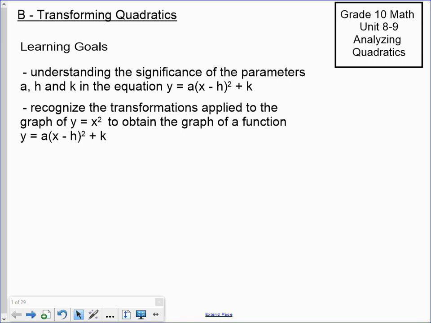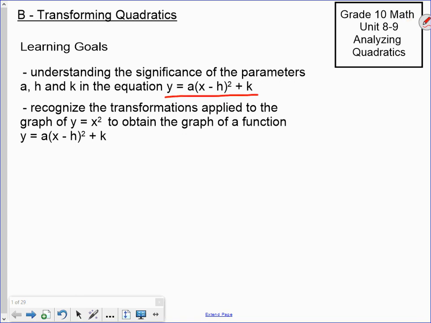So this lesson is transforming quadratics, or transforming parabolas. What we're going to do in today's lesson is look at a new form for the equation of a quadratic relation. This is going to be called vertex form. And you can see what that form of the parabola is right in here.